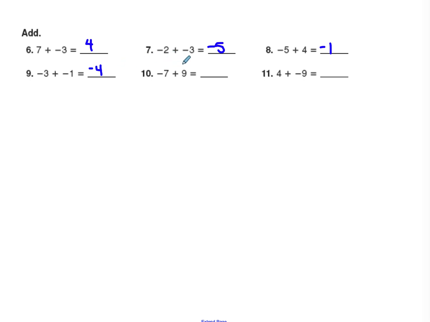All right, negative 7 plus positive 9. Different signs, find the difference. 9 minus 7 is 2. More positives, answer is positive. And then for our last one, 4 plus negative 9. Different signs, find the difference. That is going to be a negative 5.